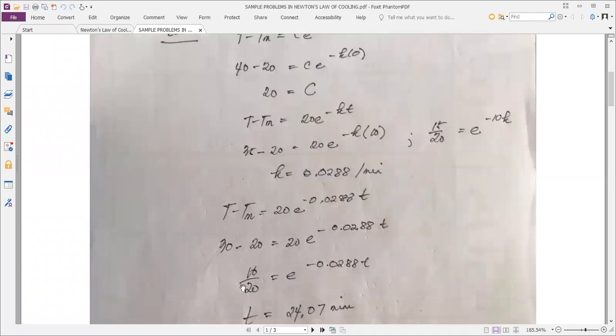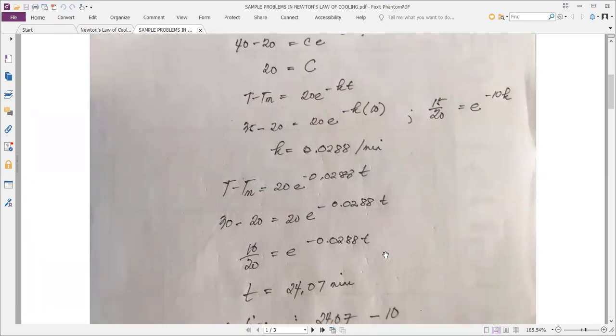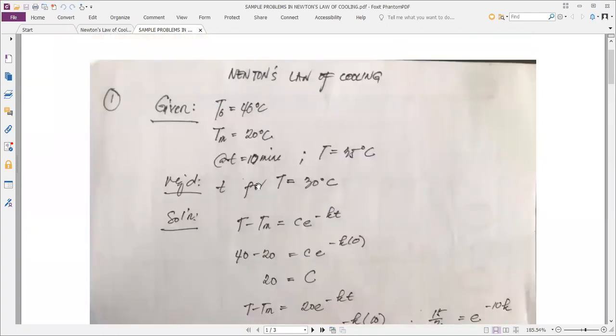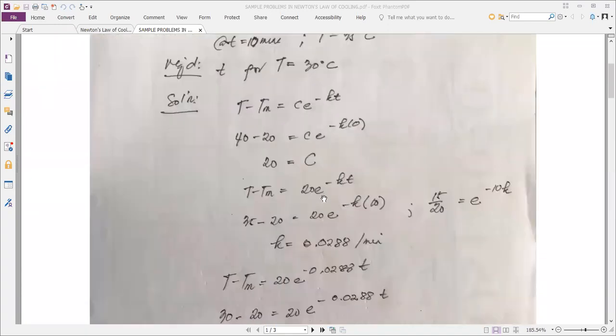So your T now will be 30. Your medium temperature is still 20. And you have here 20 e raised to negative 0.0288 T. This will allow you to solve for the time. This time is starting from the initial temperature of the body, which is 40. It started with 40, then it cooled down to 35, then it cooled further to 30.